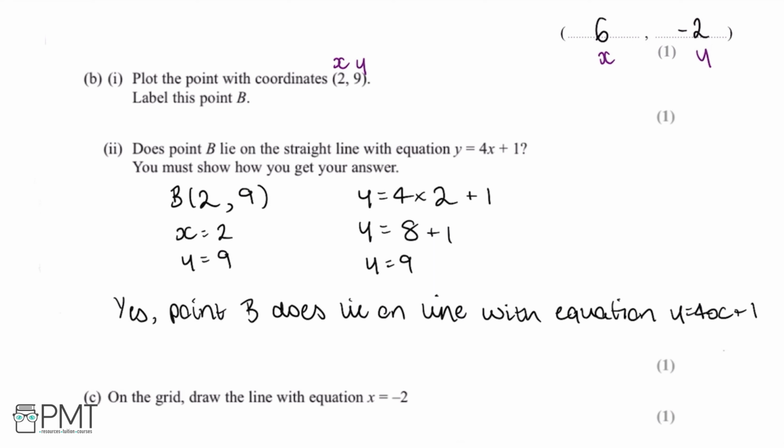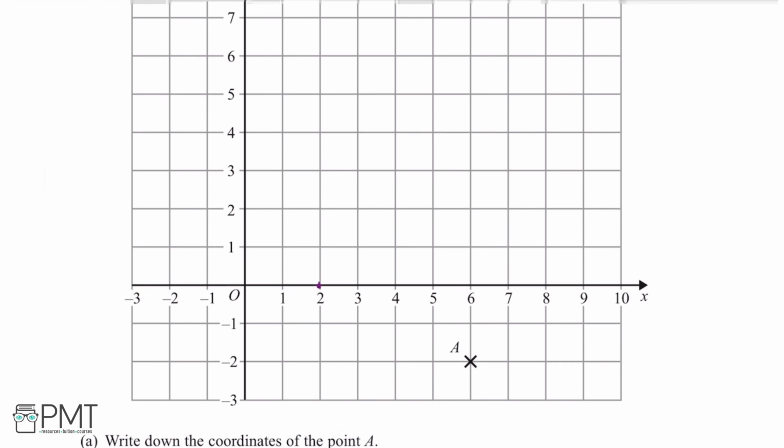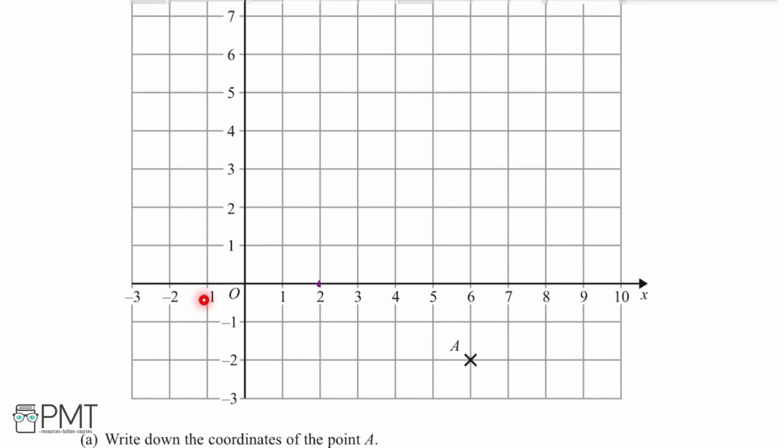On the grid, draw the line with equation x equals -2. So if we take a look at the grid, this is the x-axis here. Now if you find the point -2, we want to draw a line where all of the x values will be -2, which will be this line here. So make sure you draw this line with a ruler, and that's your line x equals -2.